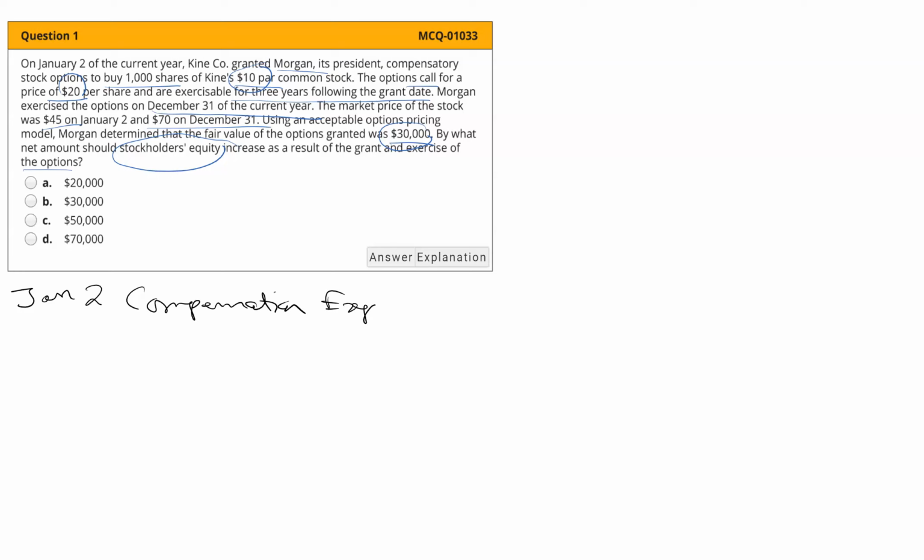debit, and then we will record it as paid in capital, and we also label it as stock option. We will credit that one as stock option, so we will record the entire amount as our compensation expense and paid in capital labeled as stock option.